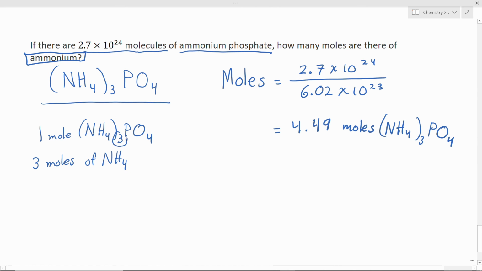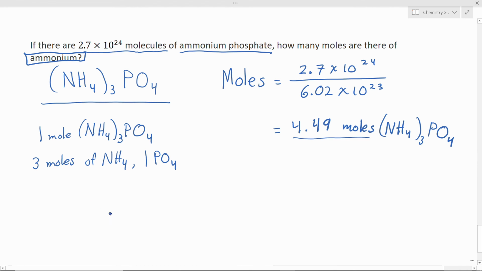So this 3 here at the bottom indicates that there are 3 moles of ammonium in 1 mole of the compound, or it can also say that there are 3 molecules of ammonium in 1 molecule of the entire thing. And so in 1 mole there are 3 moles of ammonium and 1 mole of phosphate. Now, knowing that, we could either write a proportion or just know that we have to multiply this number by 3 to get our number of moles for ammonium.